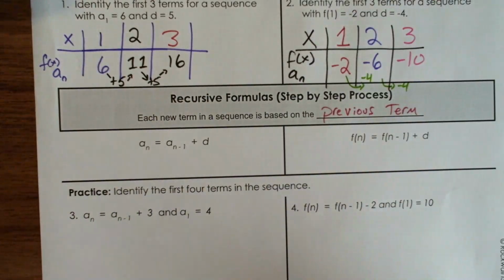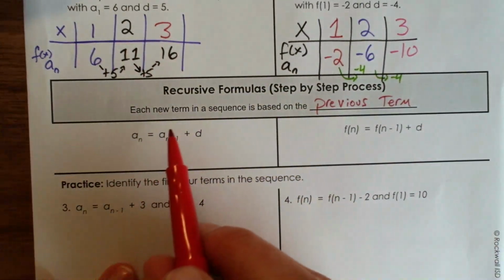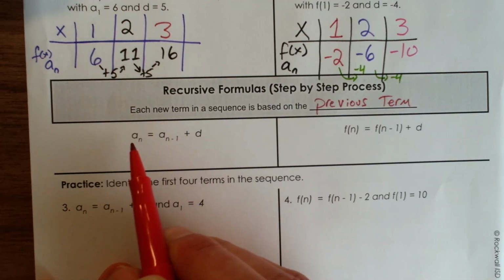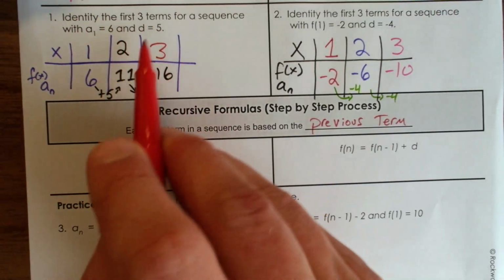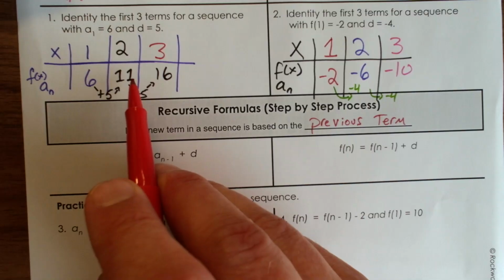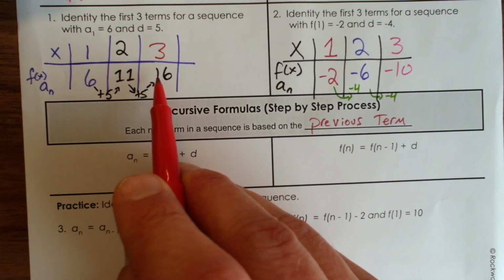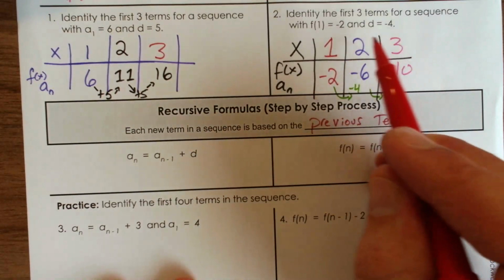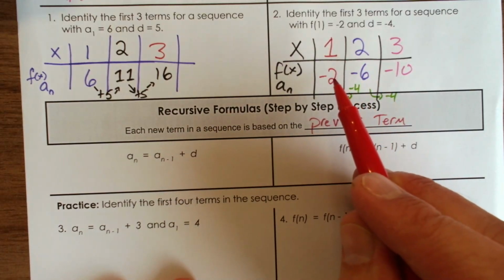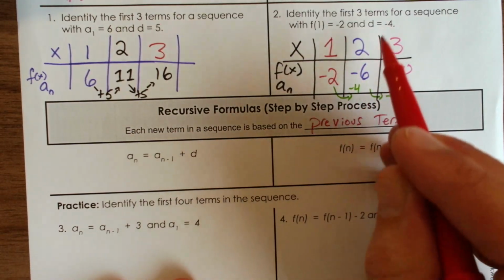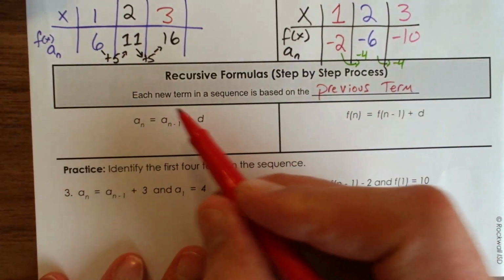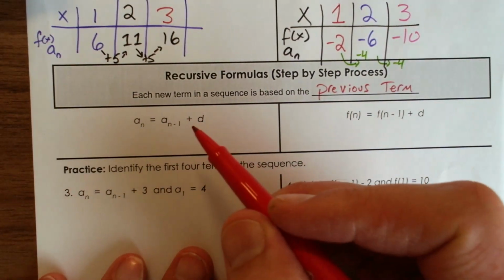The next term in the sequence is always based off the previous term. We take the previous term, whatever it is, we add the difference, and we get the new term. So in order for me to figure out my third term here, I had to go back to 11, add 5, and get to 16. In order to figure out my second term here, I had to go to my starting place, which was -2, subtract 4, because that's my difference, and get to -6. So I need my previous term in order to apply it to the difference.